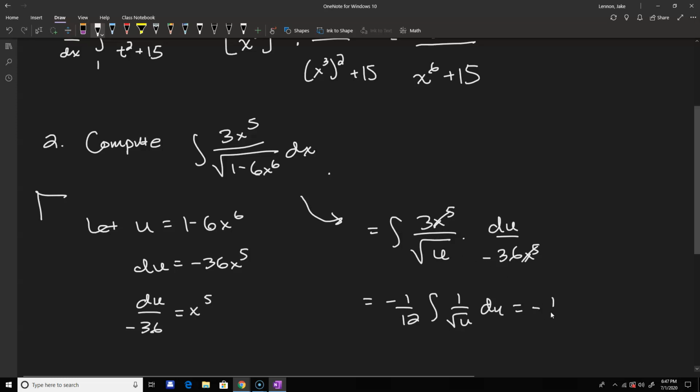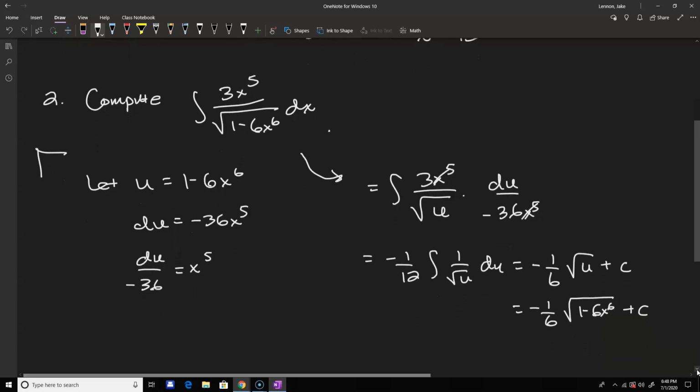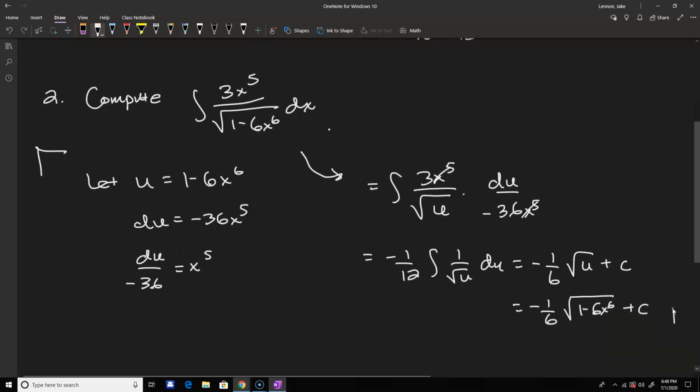So we'll have negative 1 over 6, the square root of u plus c, which will be negative 1 over 6 times the square root of 1 minus 6x to the 6th plus c. And that is essentially the end of it. If we had a definite integral, we could switch the limits and just finish with a numerical answer. But in this case, we want to switch back to the original quantity in terms of x.